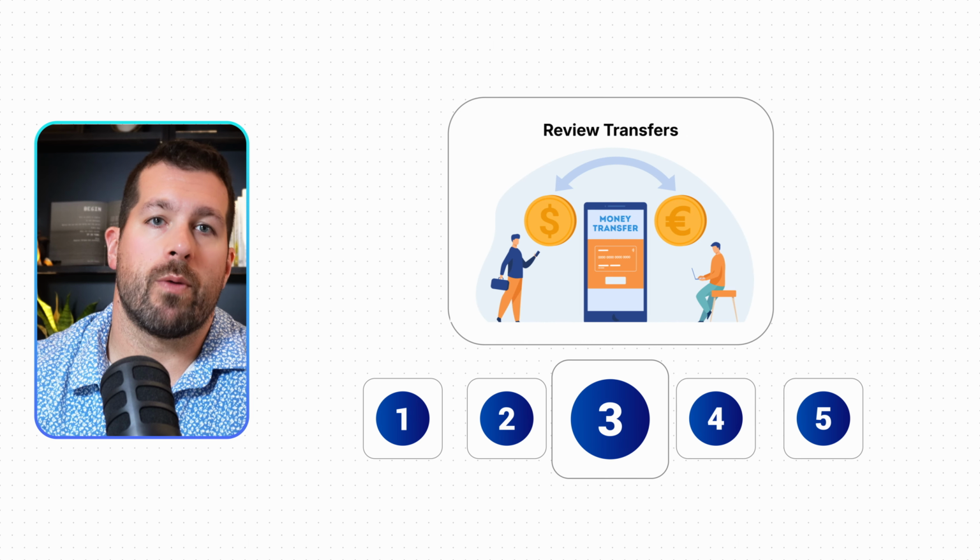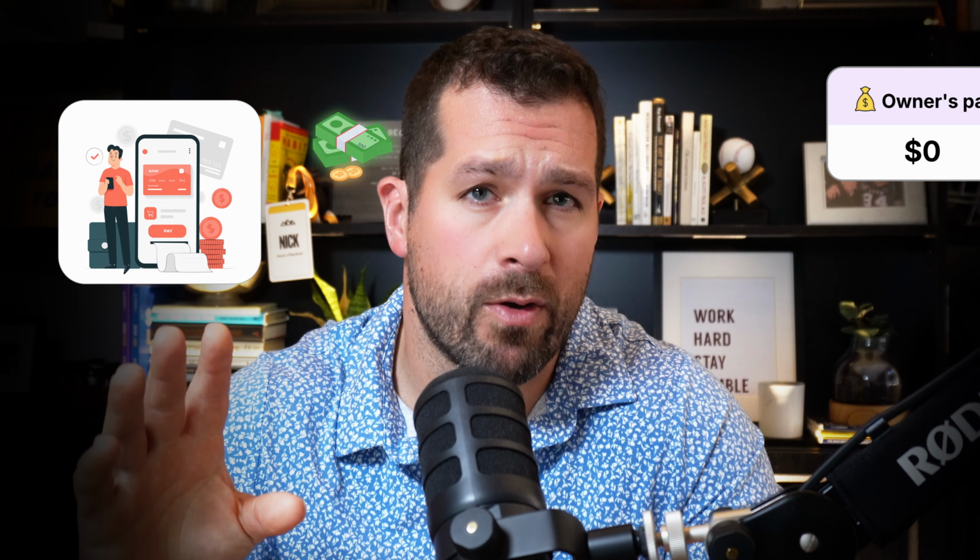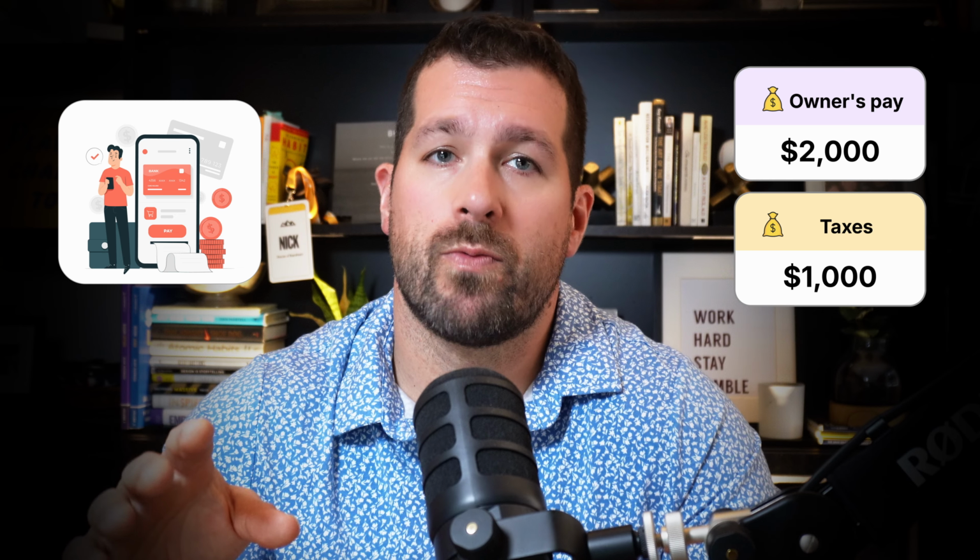Once we're done with that, and we've entered in our numbers, we're going to make sure that we review our transfers. We want to make sure that everything worked the way that we expected it to, and take a look at all of the different money that was moving in and out. Did the owner's pay go through? Was it less than what you were expecting? Did your buffer or tax rule run as expected?